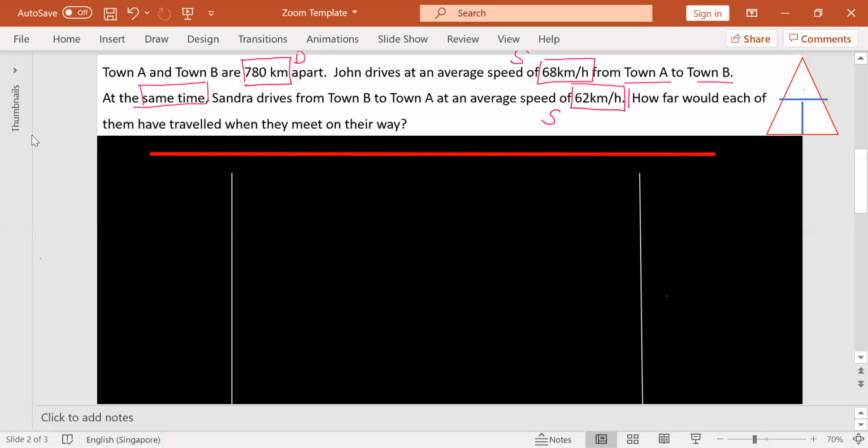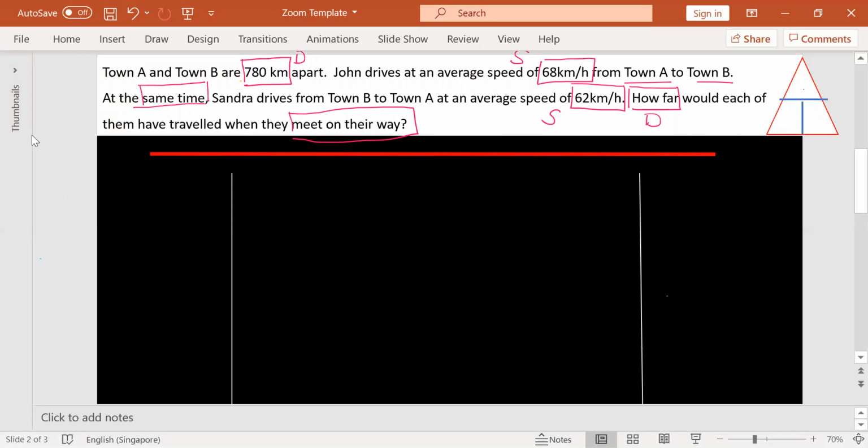And then we have the final information that we need to provide and find out, which will be distance. How far would each of them have traveled when they meet on their way? Now, this is also critical information. Meet on their way.